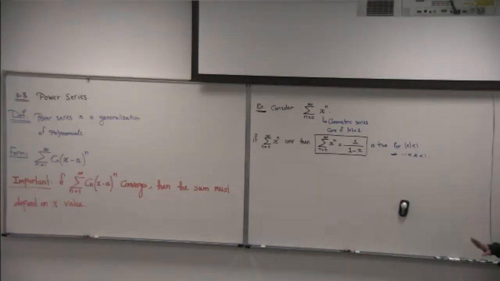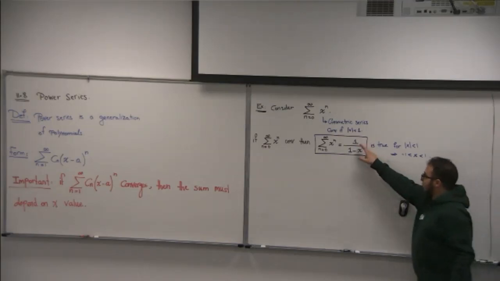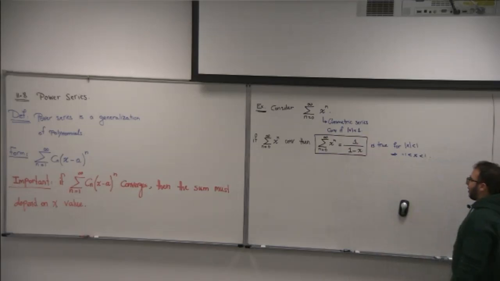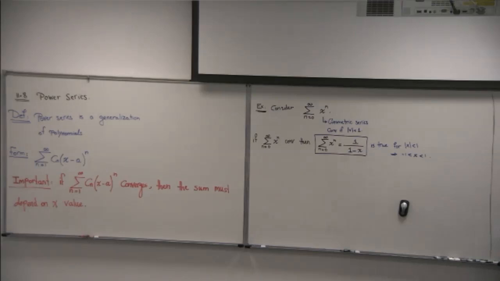Okay, this is what we need. So now, the series converges for every value of x between minus 1 and 1, and the sum of that series will depend on x. It's 1 over 1 minus whatever that x is. The only condition is that x has to be between minus 1 and 1. So the sum is a function of x.